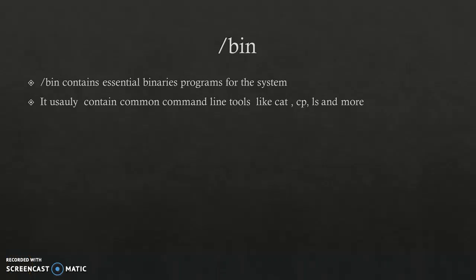The bin file contains essential binaries for programs for the system. It usually contains files for common command line tools like cat, cp, ls, and more.